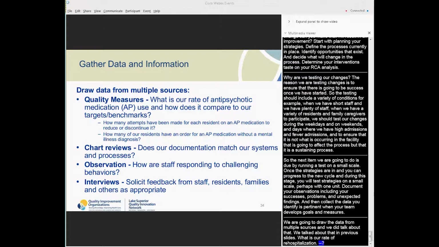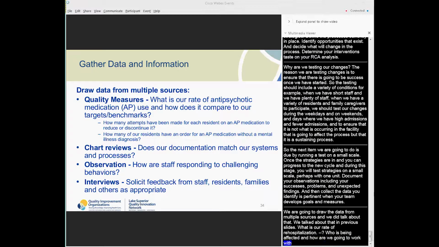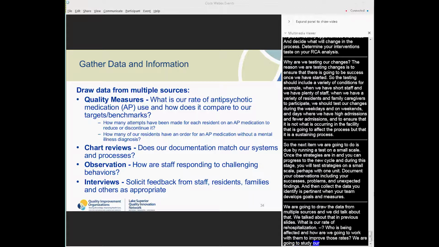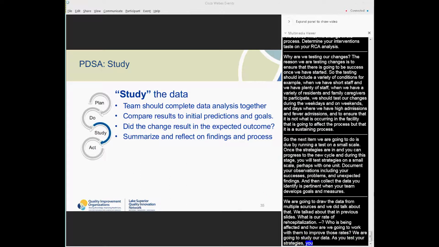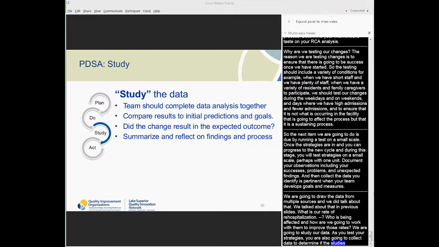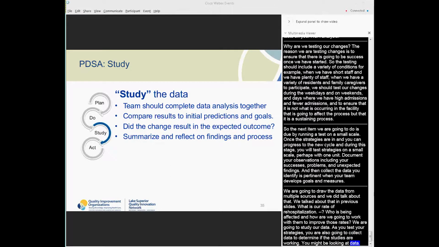We are going to study our data. As you're testing the strategies, you're also going to be collecting data to determine if the strategies are working. You might be looking at outcome data or process data. Analyze it to determine if your strategy is working. And again, we're looking for those unintended consequences, successes, and failures.